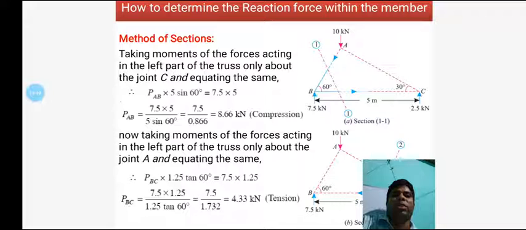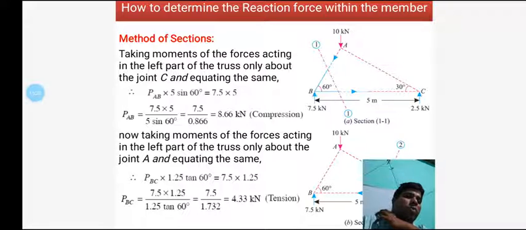Now taking moment of the forces acting in the left part of the truss only about the joint A and equating the same. So PBC, as per the figure described here, PBC into 1.25 tan 60 is equal to 7.5 into 1.25. That means PBC is equal to 7.5 into 1.25 by 1.25 tan 60. That means 4.33 kilonewton in tension.